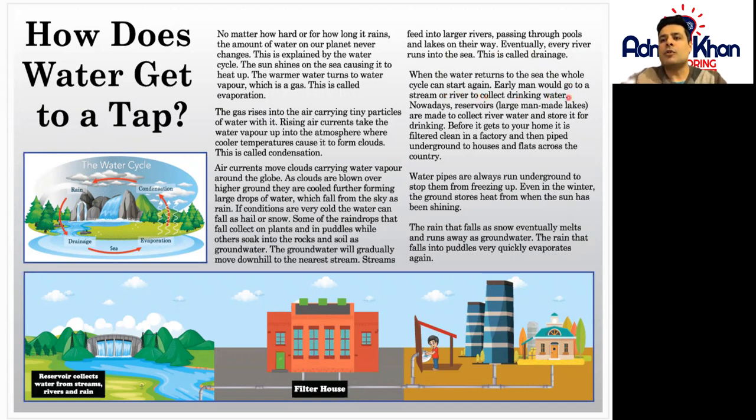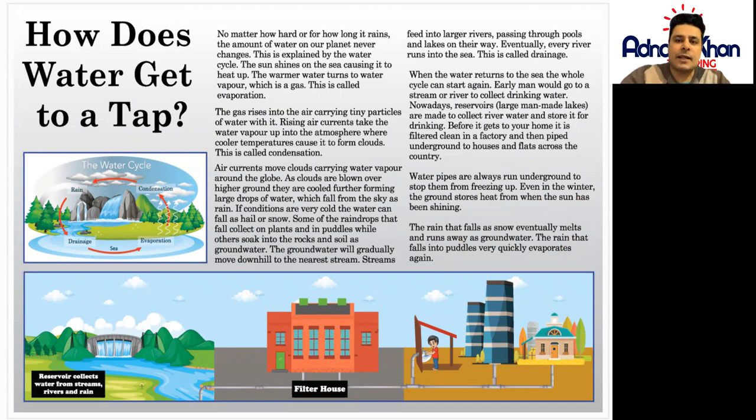Early man would go to a stream or river to collect drinking water. Nowadays, reservoirs, which are large man-made lakes, are made to collect water and store it for drinking. Before it gets to your home, it is filtered clean in a factory and then piped underground to houses and flats across the country. Water pipes are always run underground to stop them from freezing up. Even in the winter, the ground stores heat from when the sun has been shining. The rain that falls as snow eventually melts and runs away as groundwater. The rain that falls into puddles very quickly evaporates all over again.